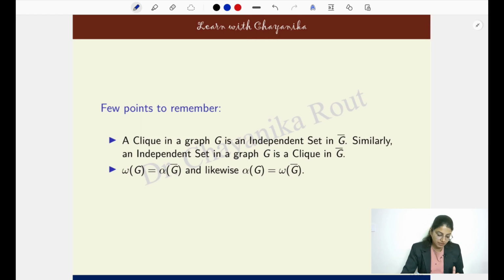So these are some key points that we should remember. They are listed over here. A clique in a graph G is an independent set in G complement. Similarly, an independent set in a graph G is a clique in G complement. Now here we don't take into account the singleton independent sets when we are pointing this out. And the clique number of a graph is the same as the independence number of the complement, and likewise the independence number of the graph is same as the clique number of the complement.